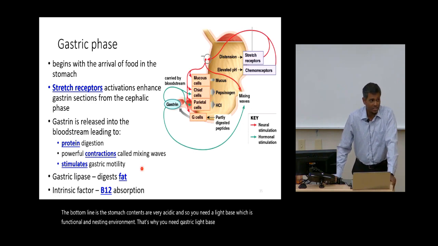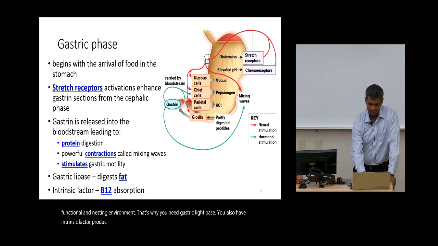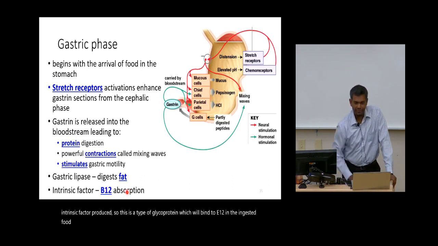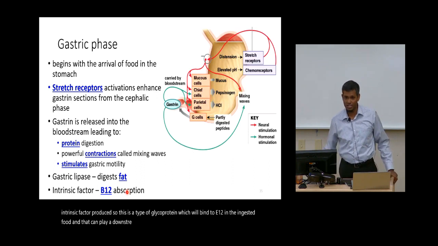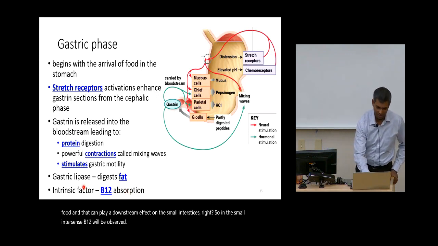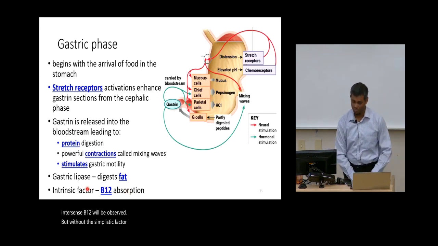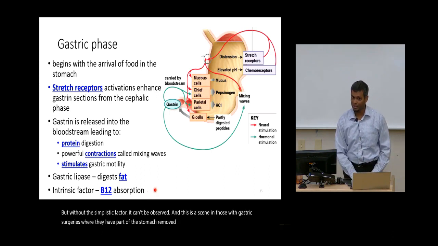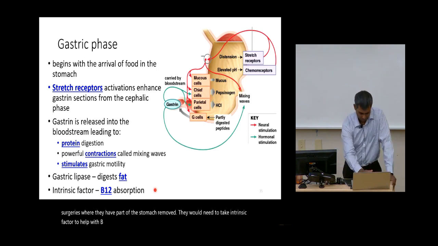You also have intrinsic factor produced. This is a type of glycoprotein which will bind to B12 in the ingested food, and that can play a downstream effect on the small intestines, right? So in the small intestines, B12 will be absorbed, but without this intrinsic factor, it can't be absorbed. And this is seen in those with gastric surgeries where they have part of the stomach removed. They would need to take intrinsic factor to help with B12 absorption.